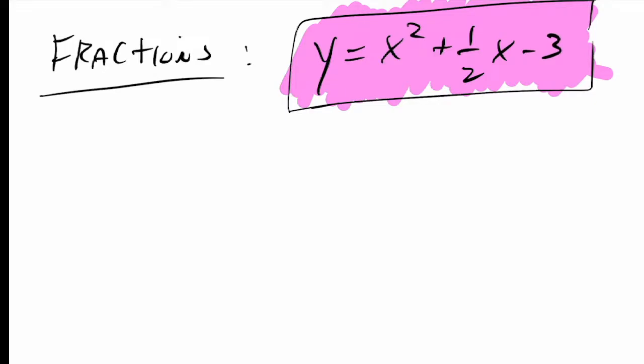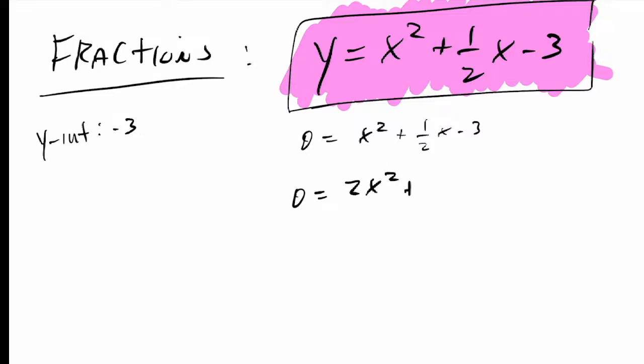All right, so let's continue this one. Someone was asking for work with fractions. The y-intercept here is easy. Nothing really changes. You should have gotten a y-intercept of -3. For the roots, you set this equal to 0. And the idea with the fractions is you can just multiply across by 2. So this will be 0 is 2x squared plus x minus 6.